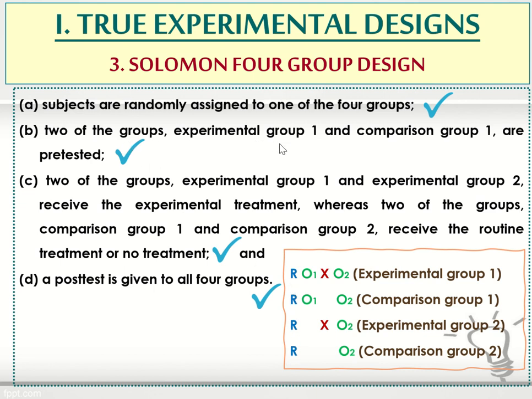So 2 of the groups, experimental group 1 and comparison group 1, are pre-tested. So in this case, meron tayong dalawang pre-test. That is for experimental group 1 and comparison group 1. 2 of the groups, and in this case, experimental group 1, experimental group 2, no?